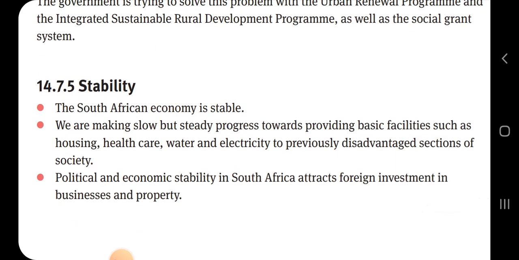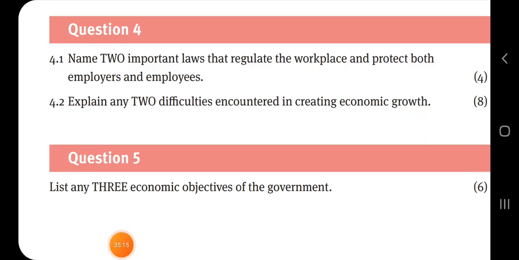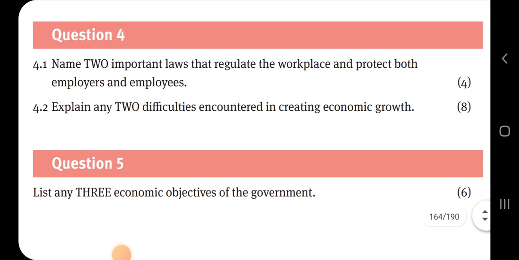Let's talk about stability. The South African economy is stable, so we are making slow but steady progress towards providing basic facilities such as housing, healthcare, water, and electricity to previously disadvantaged sections of society. Political and economic stability in South Africa attracts foreign investment in businesses and property. So let's look at these two questions. You can pause the video, do these questions, and I'll show you the answer.